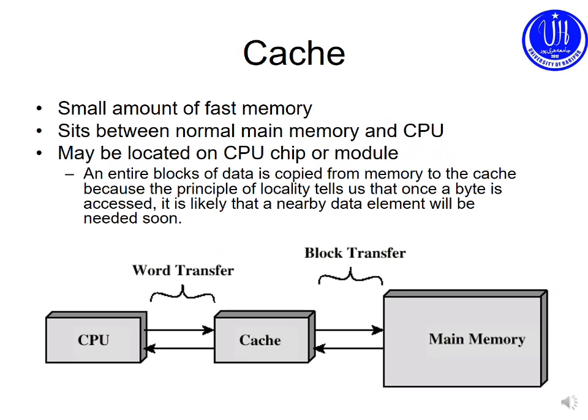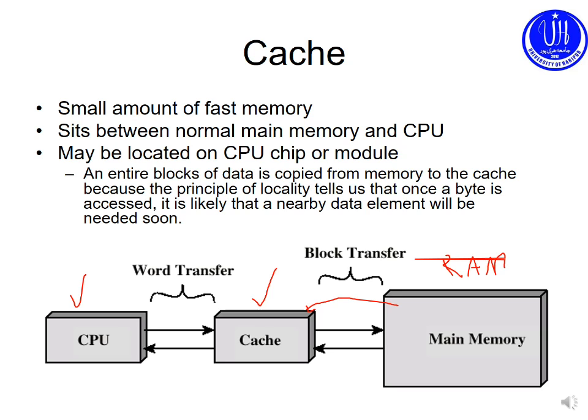Cache is the fastest memory placed between the main memory and the processor. Main memory is the RAM. So cache is placed between these two, and it is faster than main memory. During processing, words are transferred to the cache, and the CPU directly accesses them from the cache.